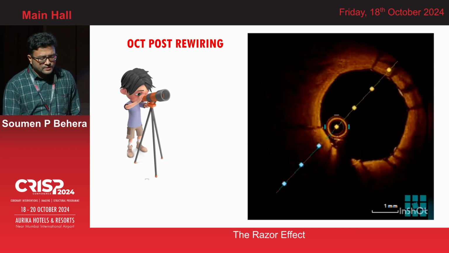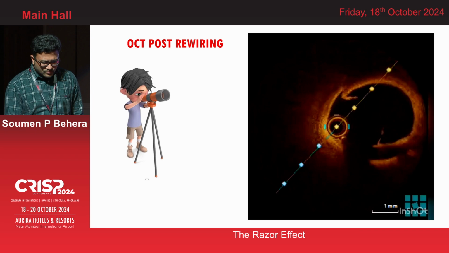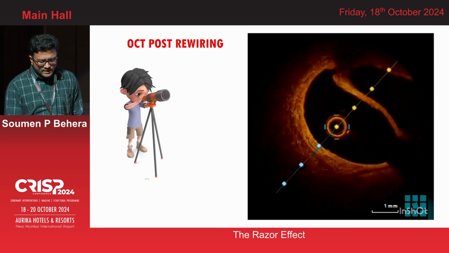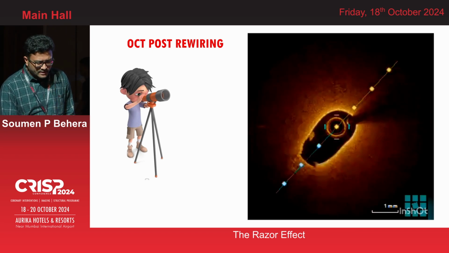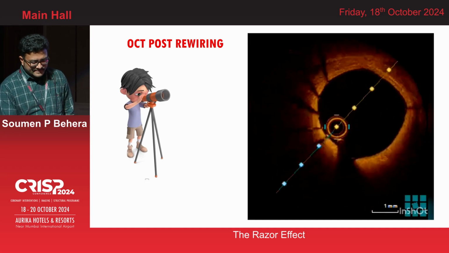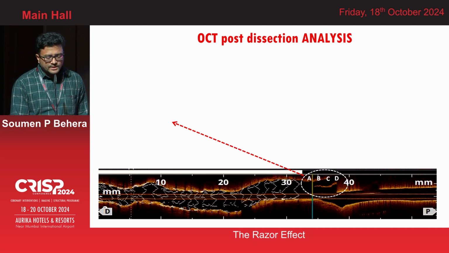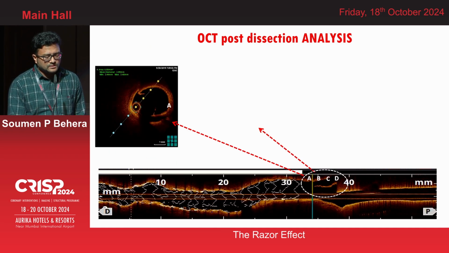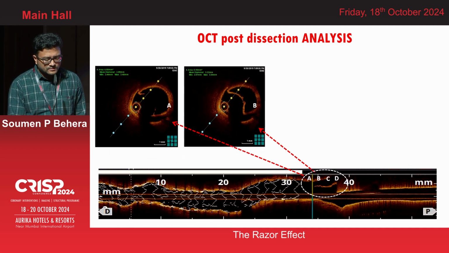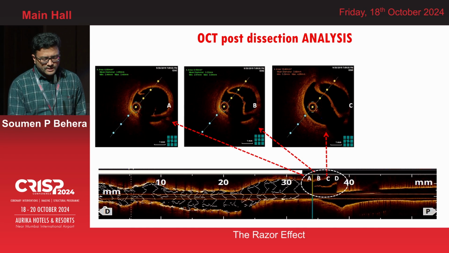Then we again went for the OCT run, which shows a large dissecting flap involving the intima as well as the media in the ostioproximal part of RCA. Coming to the OCT analysis, this is the dissecting flap with around 180-degree involvement, involving the media as well as intima.